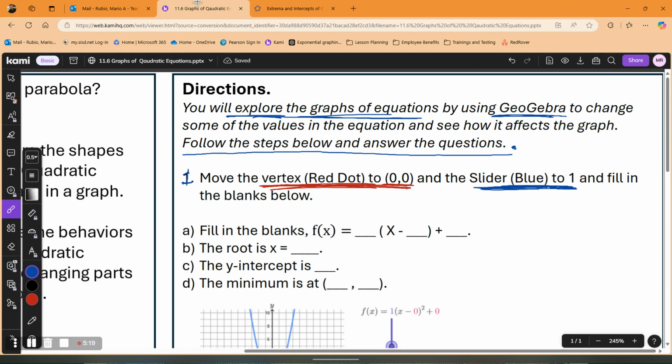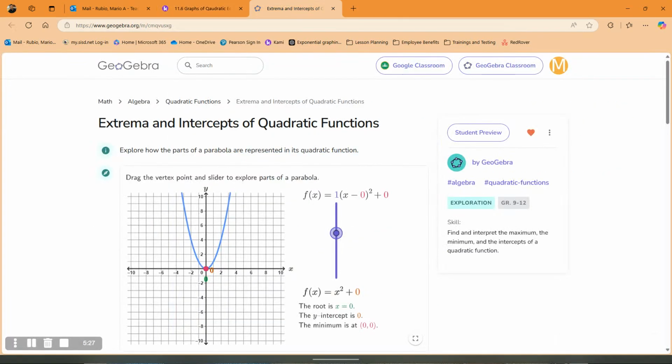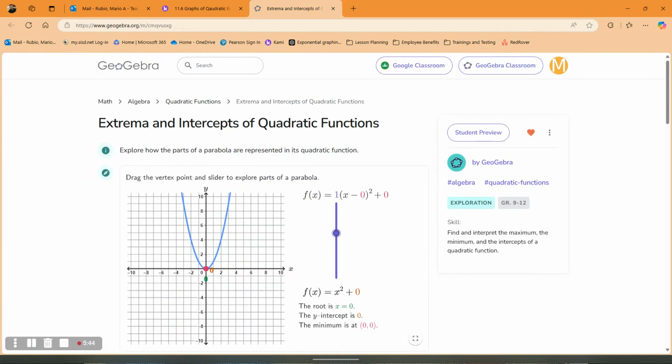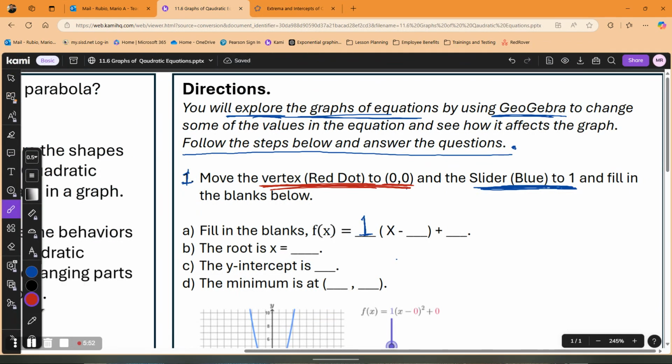Then it says fill in the blanks. So f of x equals blank, x minus blank plus blank. Okay, so let's take a look here, and here's the equation. Right here, here's the equation. So the first blank is 1. So here I'm going to write 1. And then here I got 0 and 0. So then I'm going to write 0 and 0.